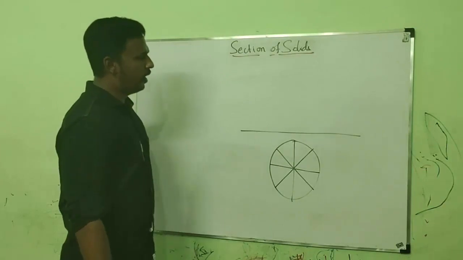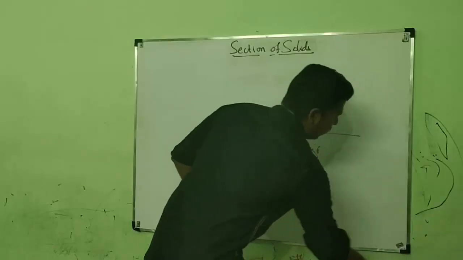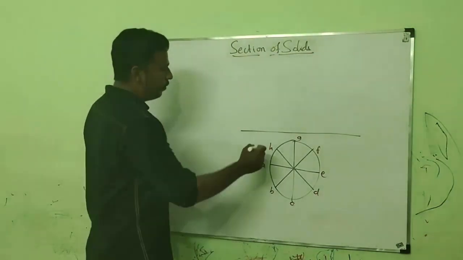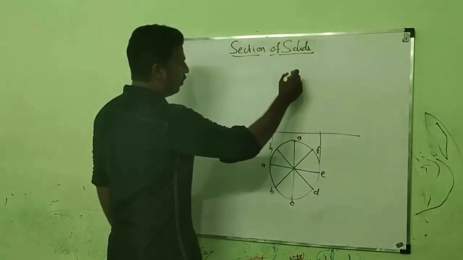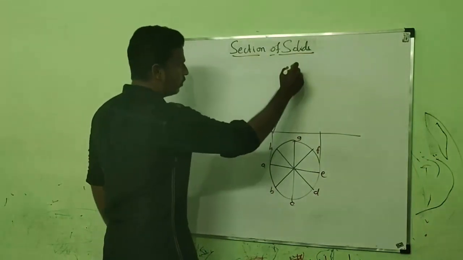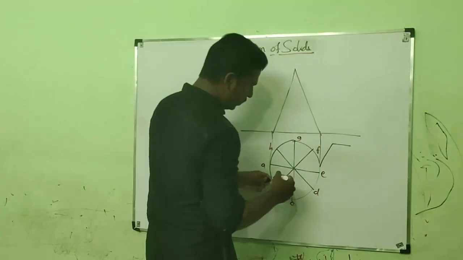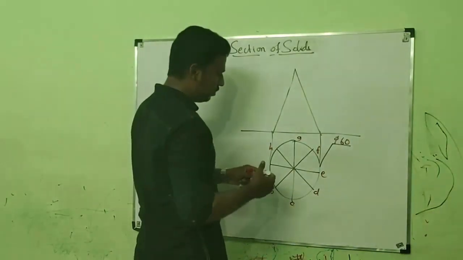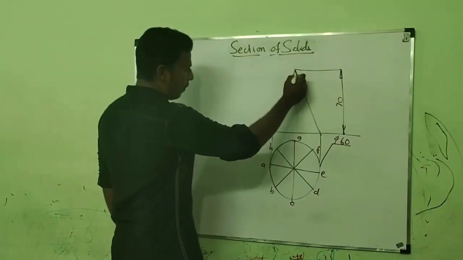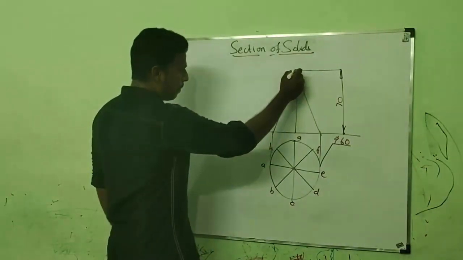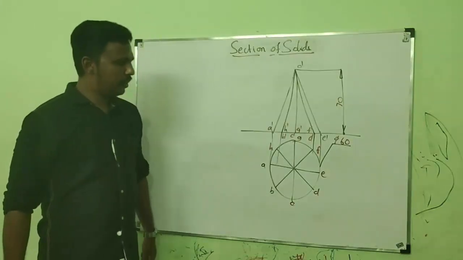After dividing it into 8 equal parts, we have to name the points. Then we have to transfer all the points to the front view and draw the front view. The base diameter is given as 60 mm and the height is given as 70 mm. Then draw the generators in the lateral view. Mark the points. Then we have to locate the cutting plane.